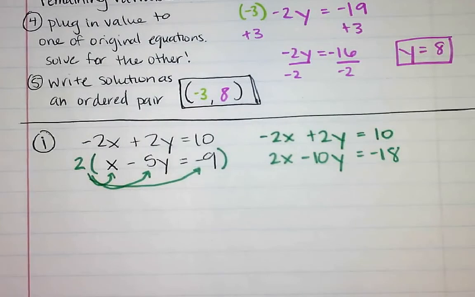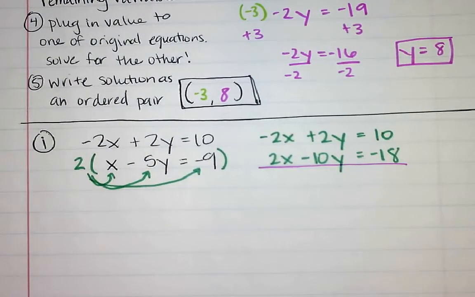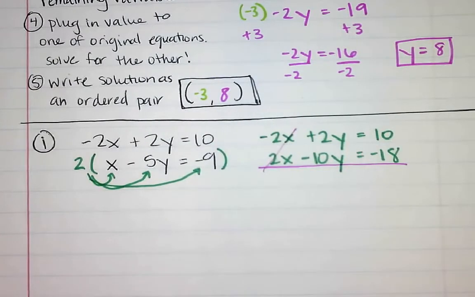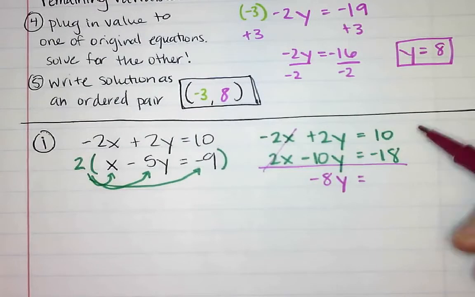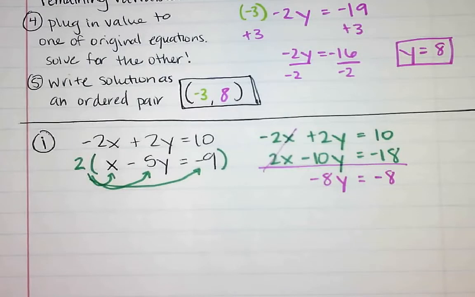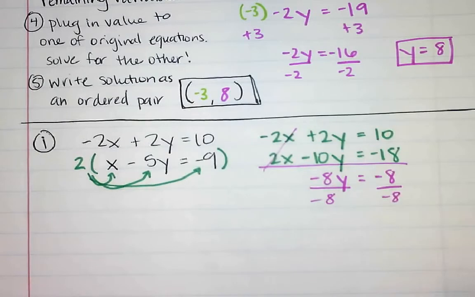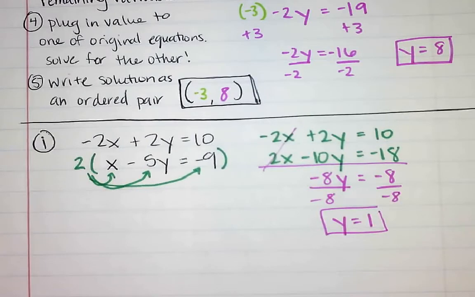Now, do I have it set up so that they will eliminate nicely? I sure do. So guys, what's going to happen to those x's right there? Bye-bye. Now what happens to my y's? 2y minus 10y is negative 8y. 10 minus 18 is also negative 8. So guys, how do I solve for y? Yeah, we just divide. So you divide by negative 8, so my y is equal to a positive 1. Do y'all feel good about that? So that is my y value.